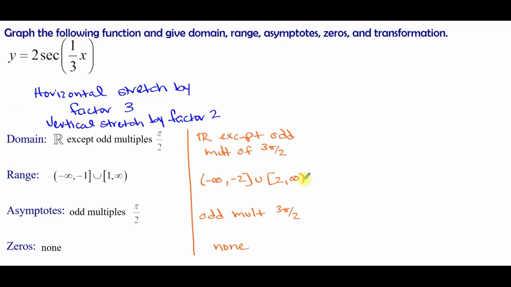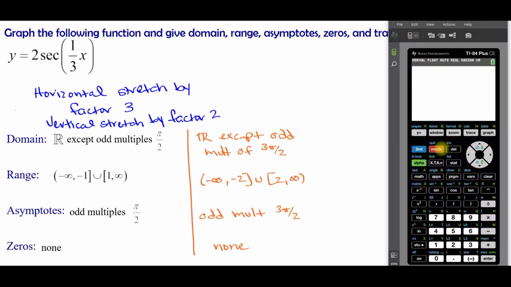We can use your calculator to check that. So remember, make sure you're in radian mode. My calculator's in radian mode. Then I'm going to go to my y equals, and I'm going to type in the function here. So I've got 2. Remember, secant is 1 over cosine, so I'm going to divide by cosine. And then I have 1/3 of x. And then I'm going to do a zoom 7.